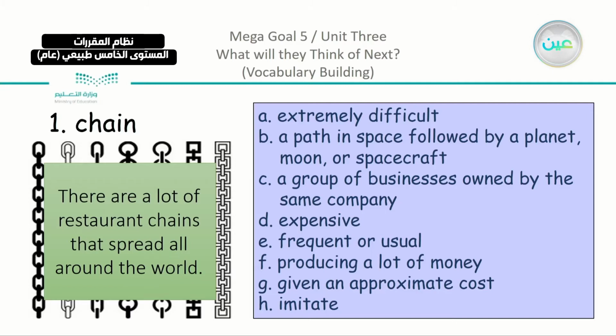We can just read them. We can say difficult is very far from our meaning. Of course, it doesn't have anything connected to planet or space or moon. You can just go back and down, and you can see here. Yes, okay, so we have here in C a group of businesses owned by the same company. We are talking about many, and here a group of businesses. So yes, chain does mean a group of businesses owned by the same company. So this is going to be the first one.